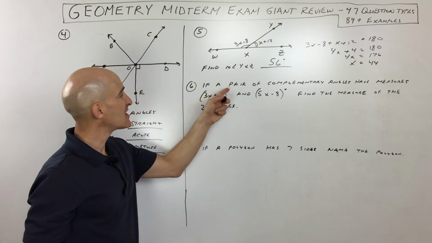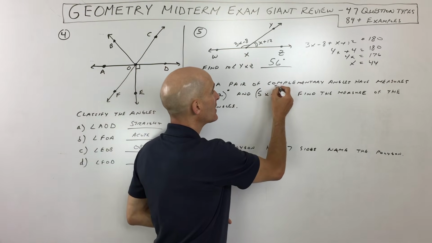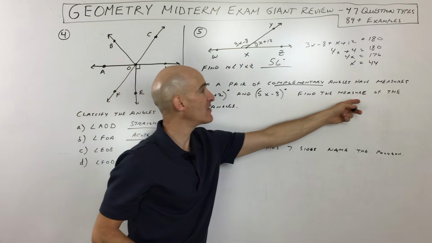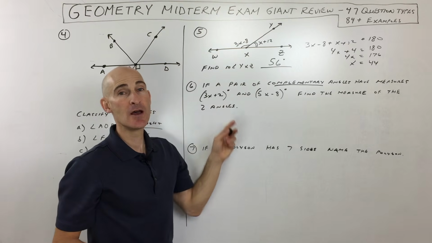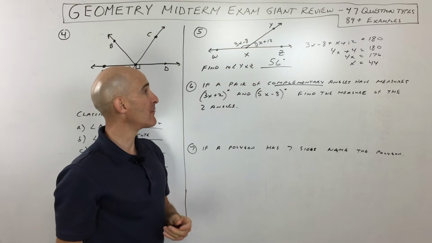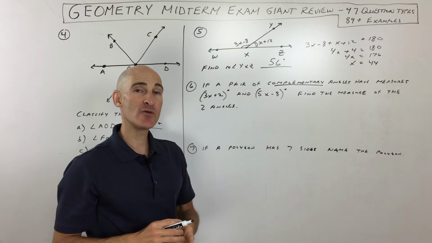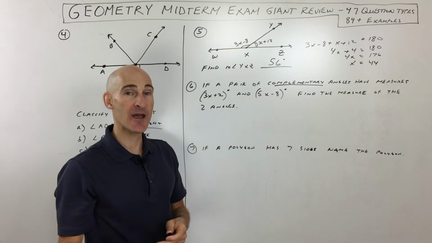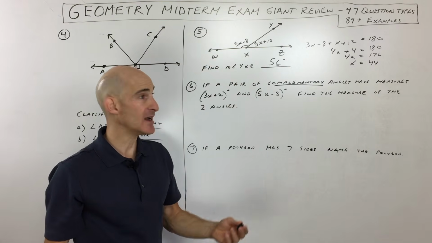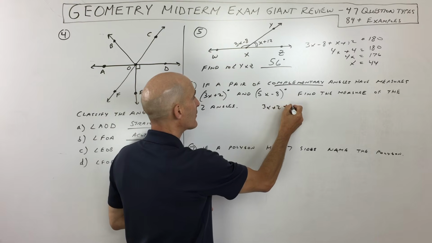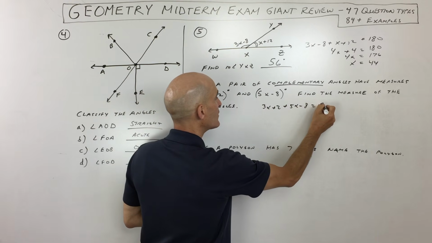Okay, now number 6, it says if a pair of complementary angles have measures of 3x plus 2 and 5x minus 8, find the measure of the two angles. Okay, now what they're testing us on in this problem is, do we know the definition complementary and supplementary? Complementary means the angles add up to 90, right? And supplementary means they add up to 180. But in this case, if they're complementary, all we have to do is add them together and set them equal to 90 degrees.